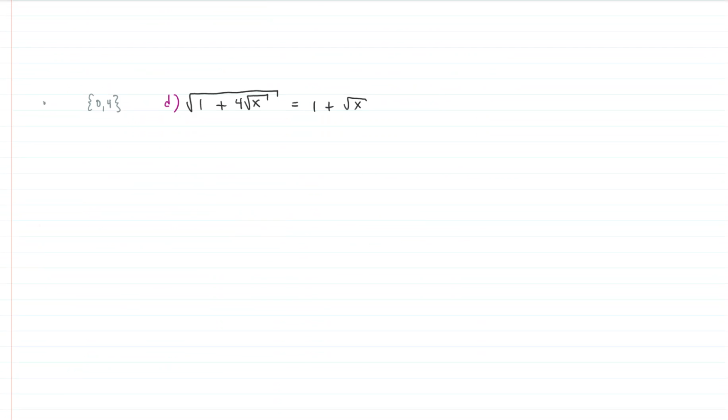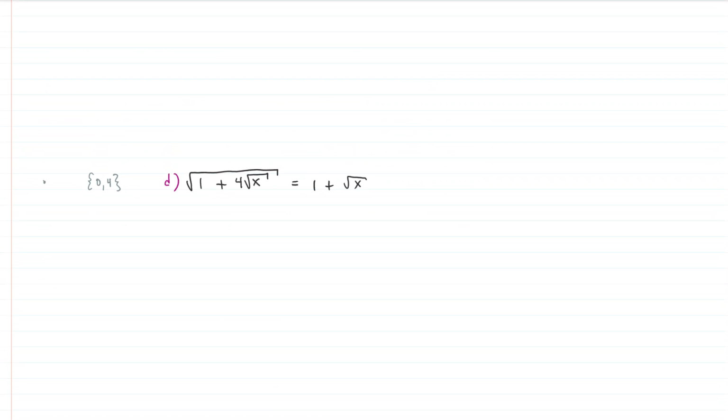We get over it. All right, here's our last problem. This one looks kind of nasty, right? We've got kind of a radical inception. We've got a radical within a radical. So on the left-hand side, we have radical quantity 1 plus 4 times radical x. That's all inside the radical. And then on the right-hand side, we have 1 plus radical x.